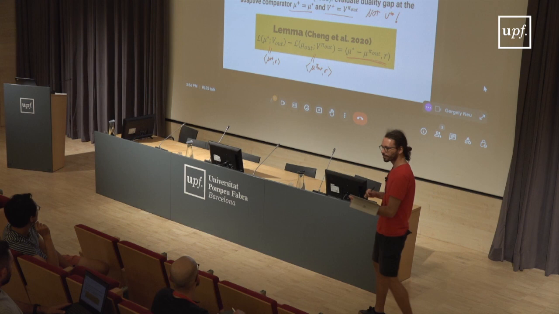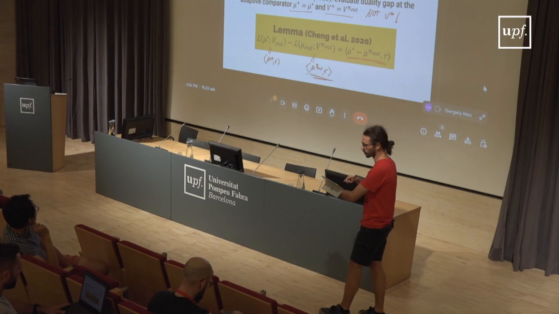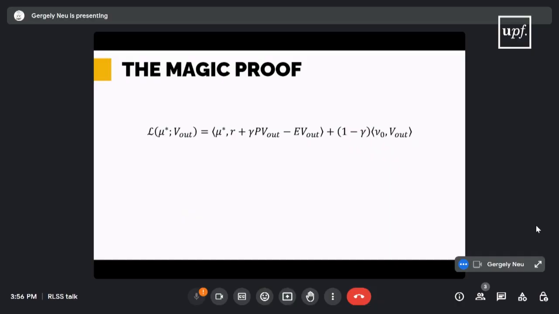And this second half is quite smart. So let me show you the proof, because I really like it. The first part is relatively easy. Just consider the Lagrangian evaluated at mu star and v out. So by plugging in the definition, I get this, right? So this is just the definition.